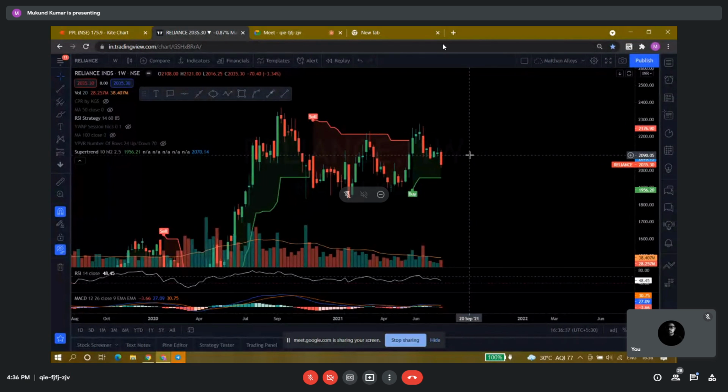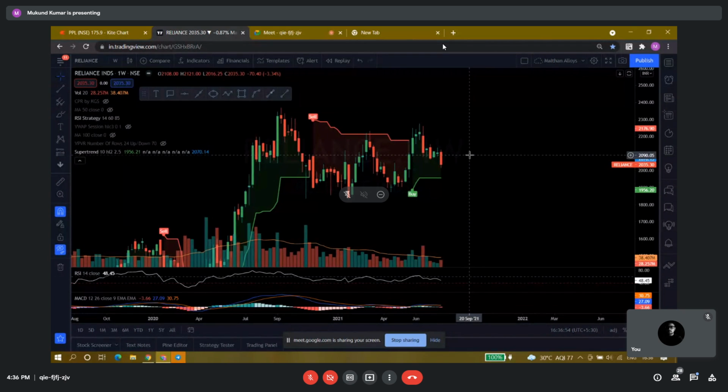Obviously, we know Reliance can do very different things in future. There is a very bright future for Reliance. So you can wait if you are a long-term investor. But if you are a positional investor or a positional trader, I would definitely suggest you follow this super trend trailing thing.